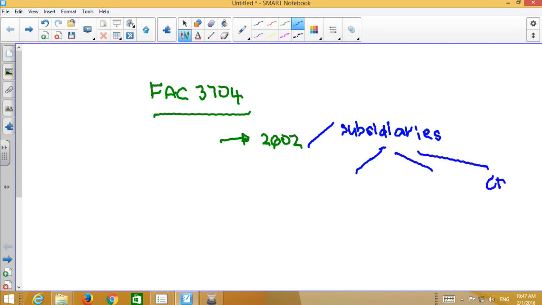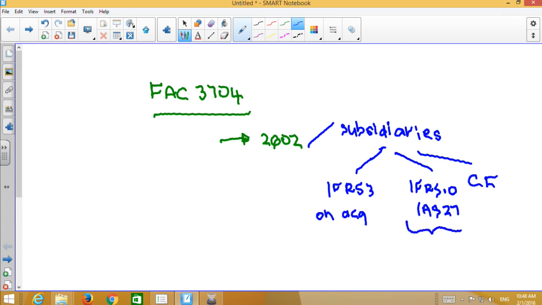We looked at cash flows, but I think we didn't look at group cash flows. We looked at just normal cash flows. And I'm just going to put that in there because now we're actually going to look at group cash flows. So we looked at cash flows. We looked at IFRS 3. Do you remember IFRS 3, which is the acquisition, the on-AC? Yeah? And we looked at IFRS 10 and IAS 27, which is the consolidation.